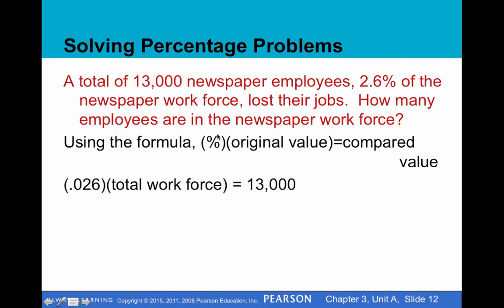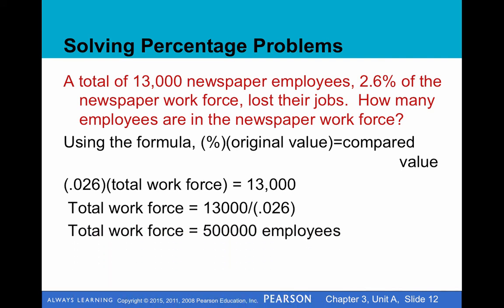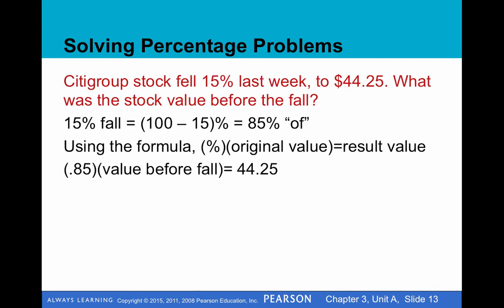So we're going to see that the percent, 2.6% as a decimal, is 0.026, if I move that decimal 2 spots and get a 0 in front of the 2. 2.6% of the total workforce, which I do not know, gives me the result of 13,000 people that lost their jobs. So to solve for this, we got to divide again by 0.026 and get 500,000 employees. So there's a big group of newspaper employee workforce, 500,000. When 2.6% of them lost their job, that resulted in 13,000 people that lost their job. So we went back and found the original number of employees on the newspaper workforce.